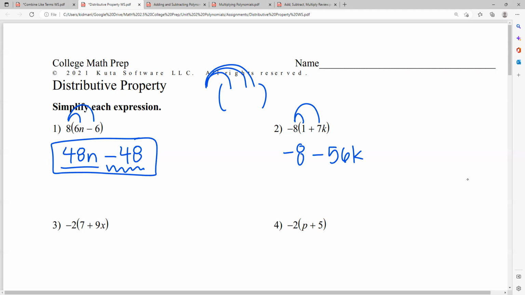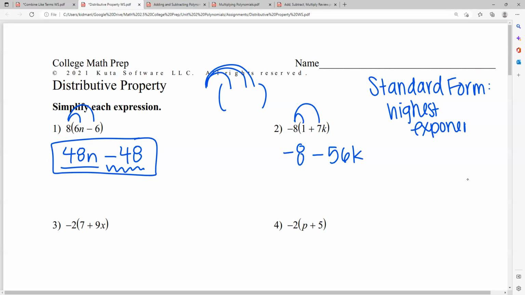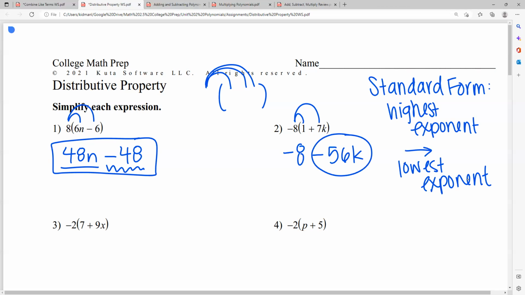However, we typically like to write it in what is called standard form. So standard form is when we write it from highest exponent into lowest exponent. So we are going to look at how many of each thing we have. Looking at this number 2 here, our negative 8 has no k's, but our negative 56 has 1k. So we actually want to write this piece first. So we'd write negative 56k minus 8. And then we'll leave it there.